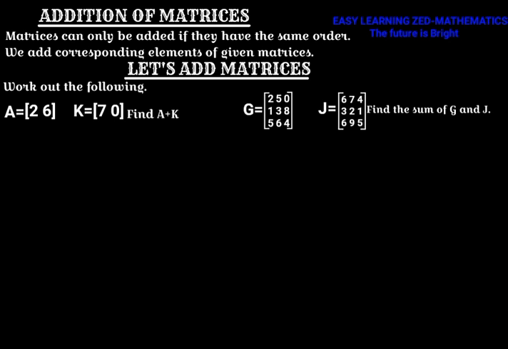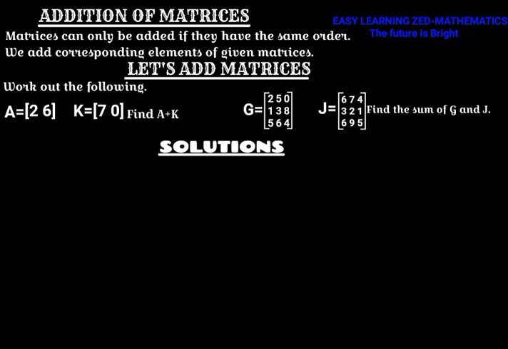Just like I have asked differently, in the first question I have asked find A plus K, and in the second question I have asked find the sum of G and J. So even examiners will ask you in different ways. They can phrase a question in different ways, so you just have to be cognizant of how questions that ask about addition are phrased. Now let's get started with adding these matrices.